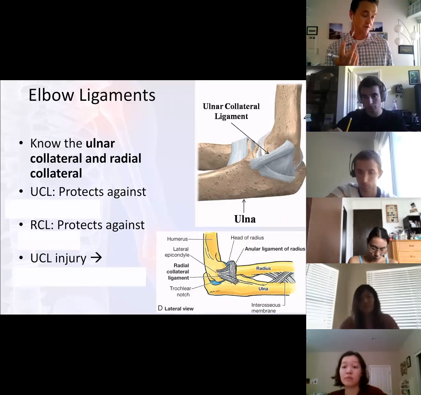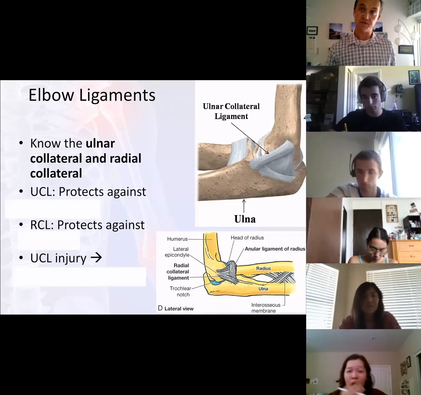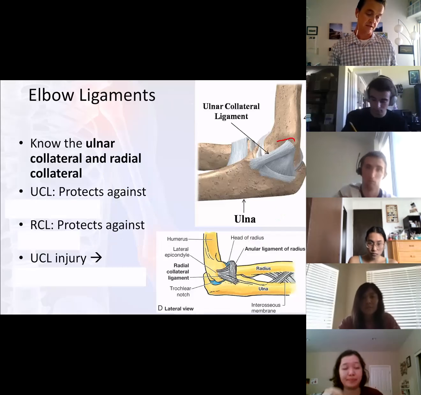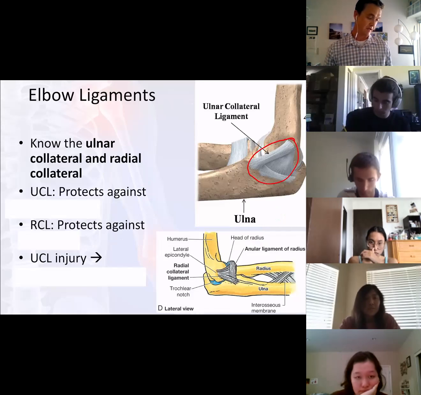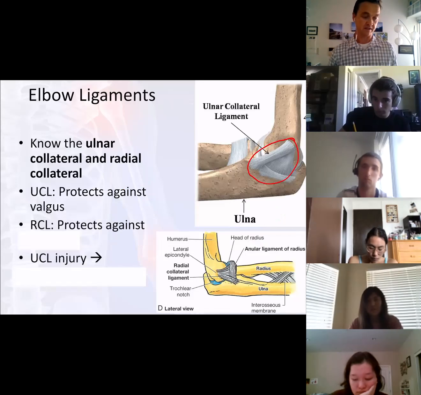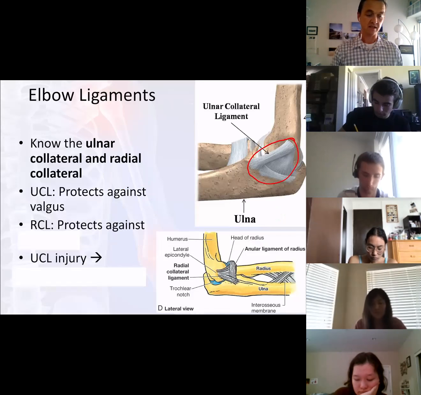So you need to know 2 primary ligaments here. It's the UCL and the RCL, okay? The UCL is the ulnar collateral ligament, and you can see that here. That one protects against a movement that's called valgus, okay? And we'll see valgus in the knee as well.